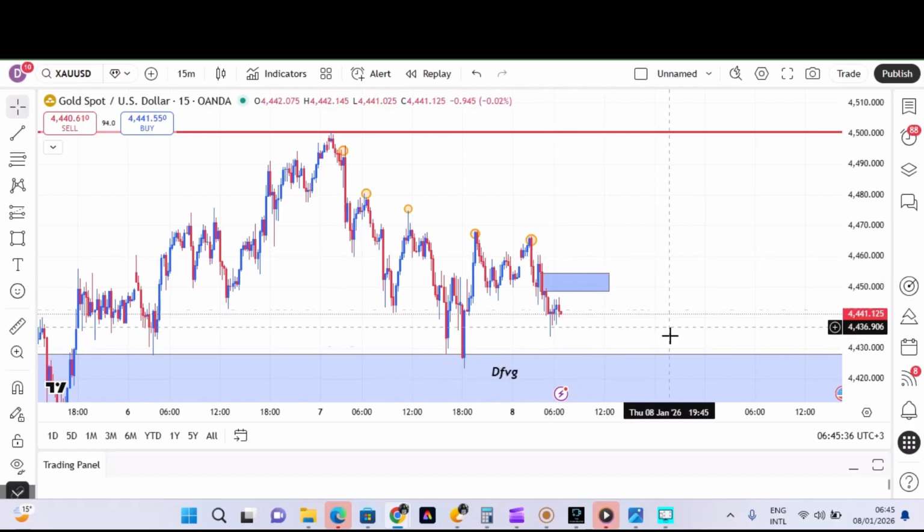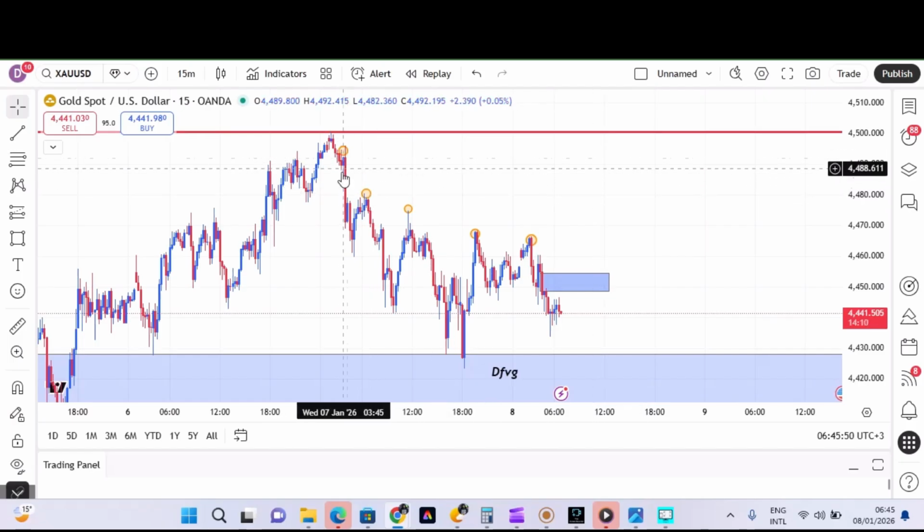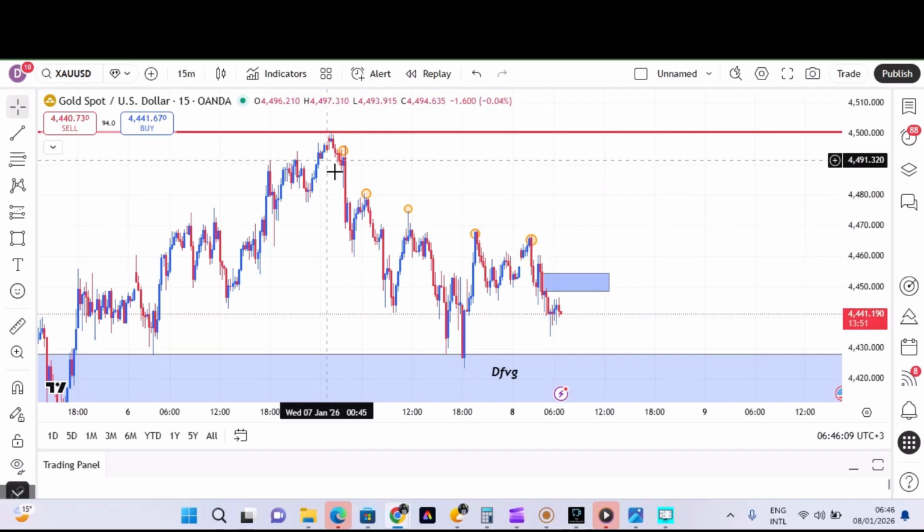So if I am to enter gold on a buy, I can put my take profit 1 here, take profit 2 here, take profit 3 here, then wait to see what happens on this bearish order block that is lying here that influenced this move down. You see this bearish order block, another one up here. So liquidity lying on buy side is this.